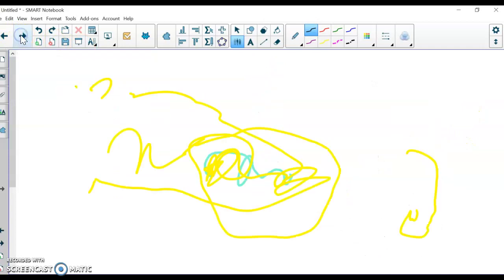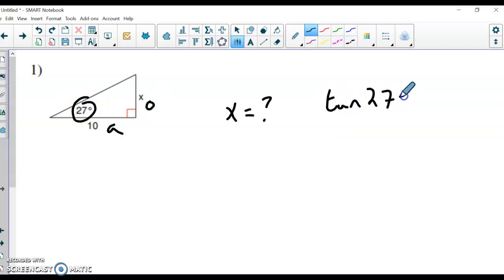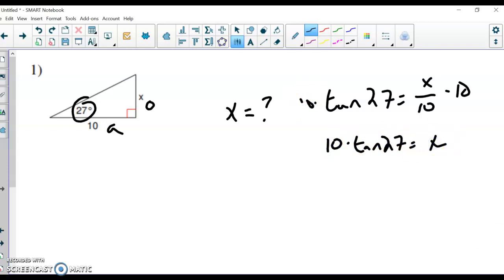As I scroll through all the beautiful artwork of my daughter, this is what your homework's going to look like. So you're simply trying to find x, and you're going to say, okay, I have my angle here. This is the opposite side. This is the adjacent. So that is tangent of 27 equals my x over 10. Well, 10's on the bottom, so I'm simply going to multiply over. And I'm going to say 10 times the tangent of 27 equals my x value.